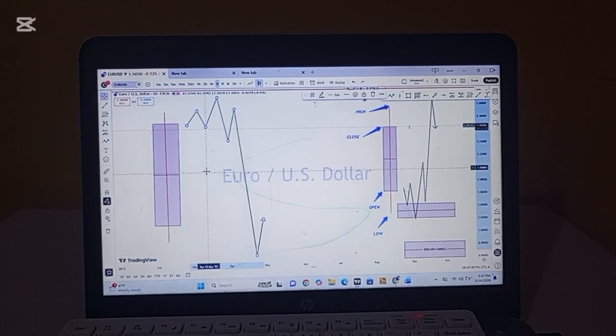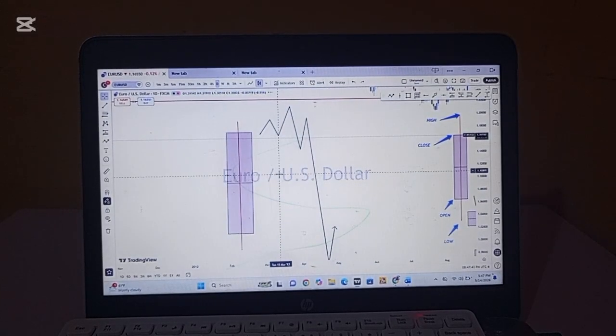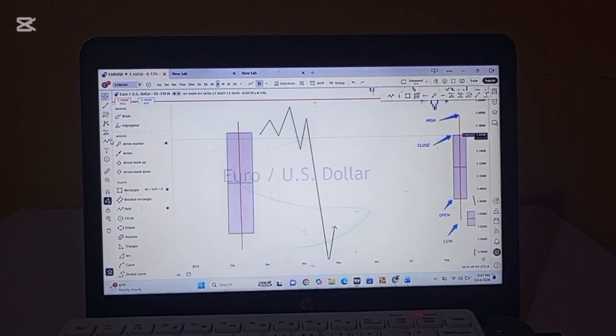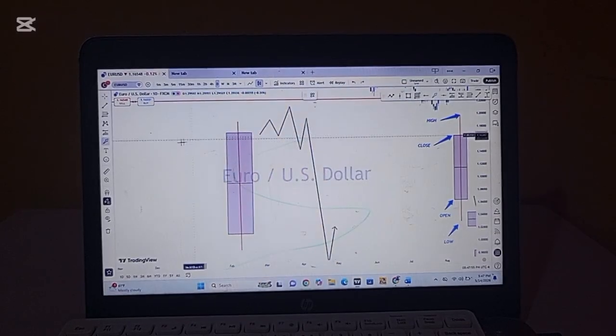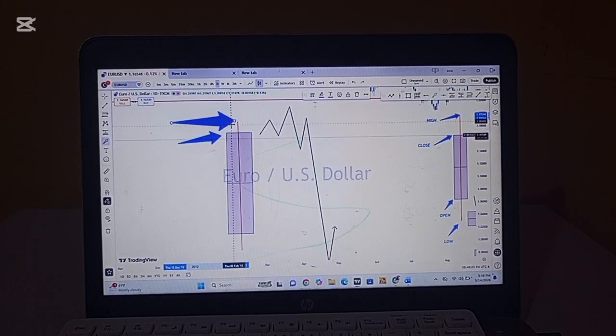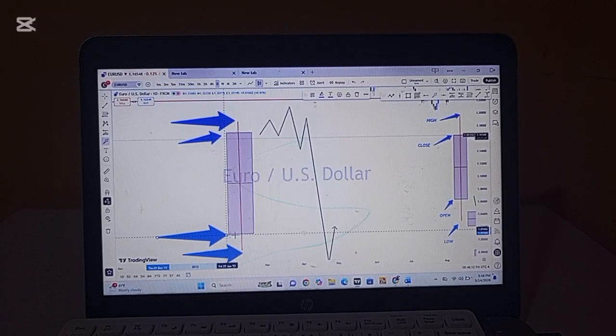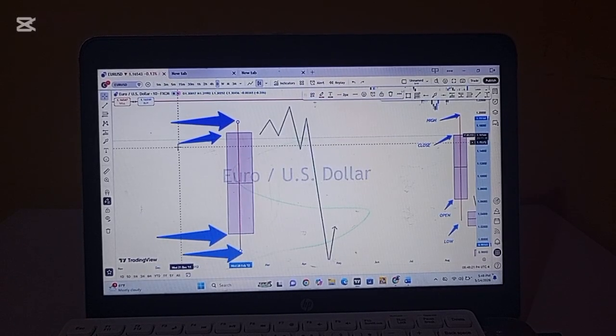So when you understand this, getting higher probability setups on the higher time frame is very, very simple. So when we do an arrow marker, this one is the open, this one is the high of the candle, then we go to the low of the candle, and then we go to the close. So it is vice versa in accordance to bullish. So we'll mark here.